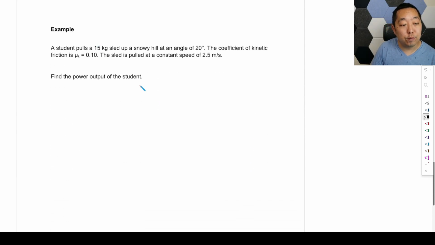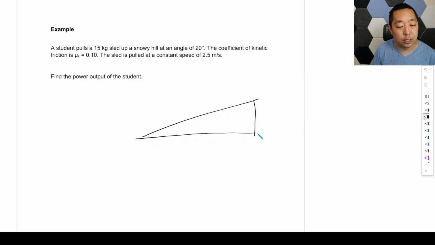A student pulls a 15 kilogram sled up a snowy hill at an incline of 20 degrees. So we have a sled here. It's being pulled. The coefficient of kinetic friction is 0.1. The sled is pulled at a constant speed of 2.5 meters per second. Find the power output of the student. Constant speed means the acceleration is 0. So we've got to draw our free body diagram. We have mg and we have a normal force.